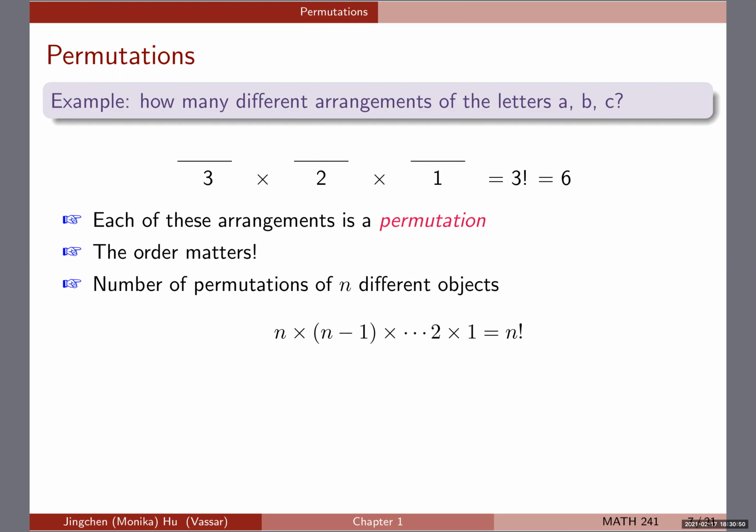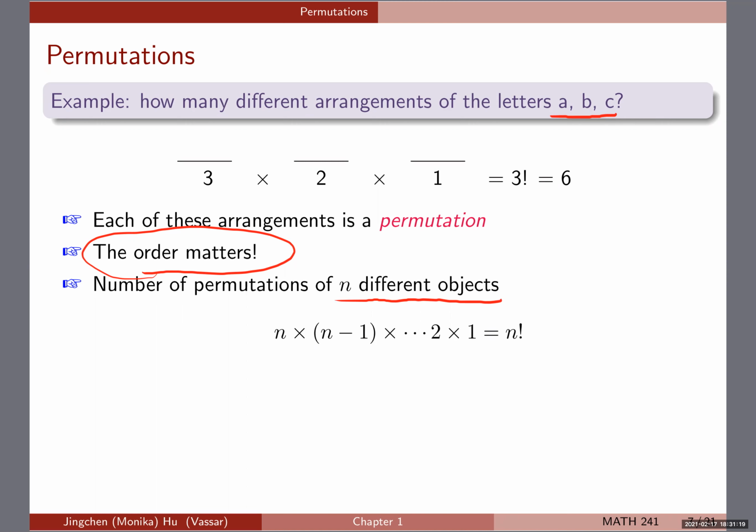Each of these arrangements is a permutation. You can think about it as an arrangement, and in particular, we want to highlight that the order matters, because ABC is different from BCA. So it's important to keep in mind that the order matters, and each arrangement is what we define as a permutation. More formally, if you have n different objects, like what we have over here, A, B, C, they're all distinct from each other. You have 3 of them, right?